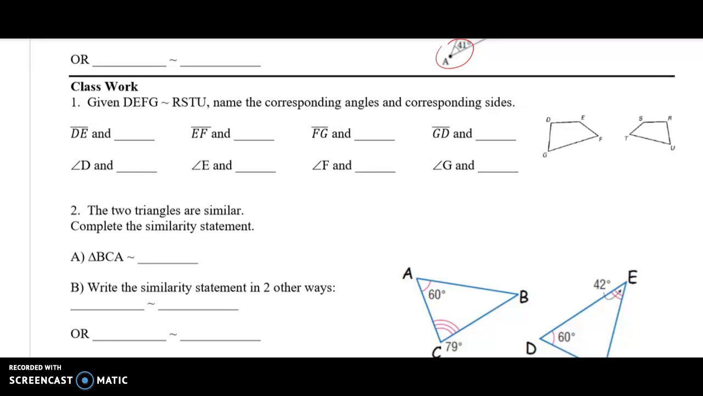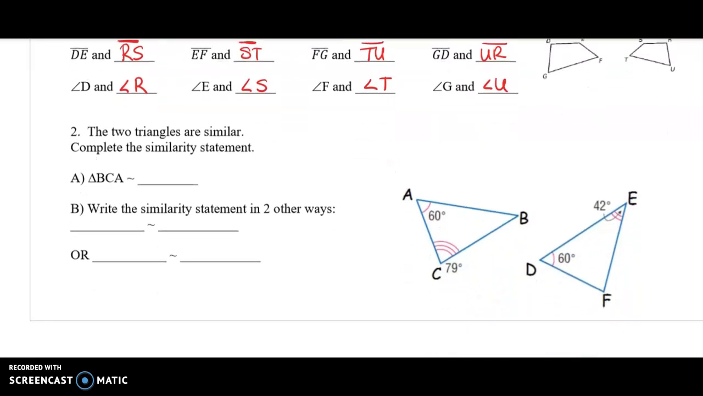Okay, so again, they give you the figure. I'm going to just look at the statement here. So DE and RS. EF would be ST. FG would be the same as TU. And then GD would be UR. And again, if you put RU or UT or TS or SR, that's the same thing. Angle D would be the same as angle R. Angle E would have the same position as angle S, angle F and angle T, angle G and angle U.